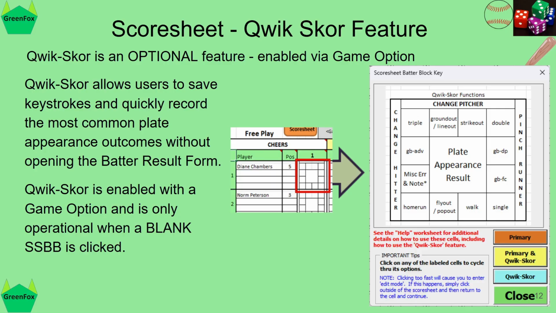Many people, including myself, use a combination of the quick score and the batter result form because, first of all, quick score doesn't have all the results, so you can't just use it. But sometimes it is convenient for many common results. One thing it doesn't have is any position details. So if you want to say ground out to short, you can't use quick score.